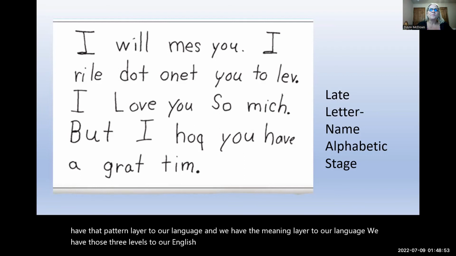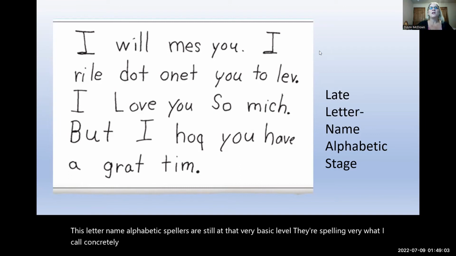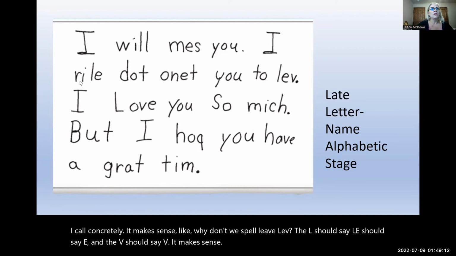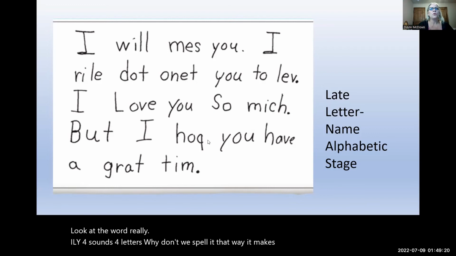And these letter name alphabetic spellers are still at that very basic level. They're spelling very, what I call, concretely. It makes sense. Like, why don't we spell leave, L-E-V? The L should say L, the E should say E, and the V should say V. It makes sense. Look at the word really. Really. 4 sounds, 4 letters. Why don't we spell it that way? It makes sense. Hope, H-O-P.